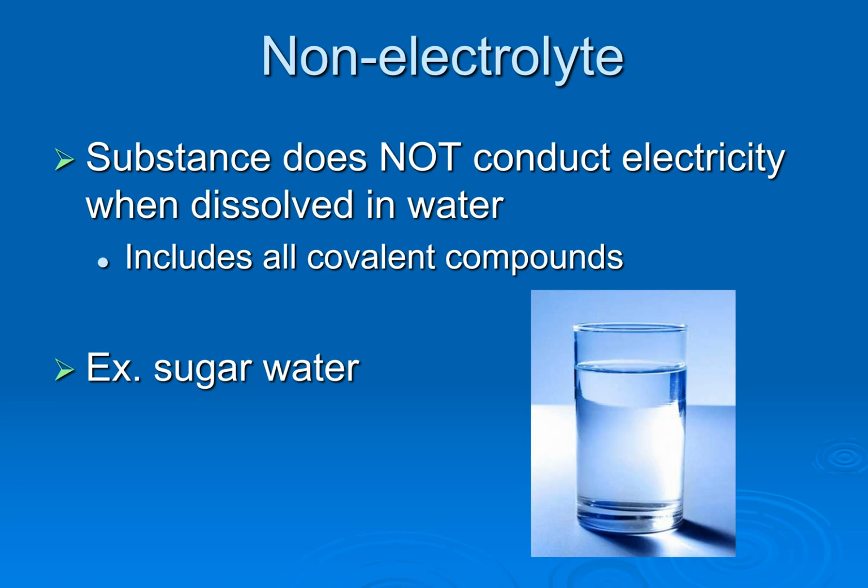Anything that does not conduct electricity in water is going to be a non-electrolyte. These are typically our covalent compounds, like sugar. Non-electrolytes do not conduct electricity, so we're going to have no glowing bulb when it's dissolved in water. Anything that's covalent is going to be a non-electrolyte.